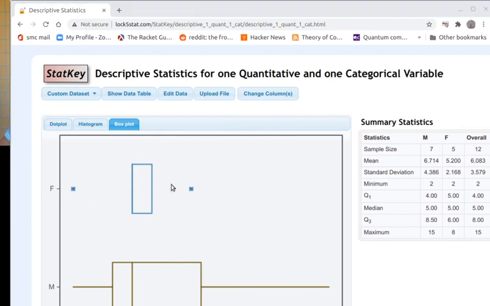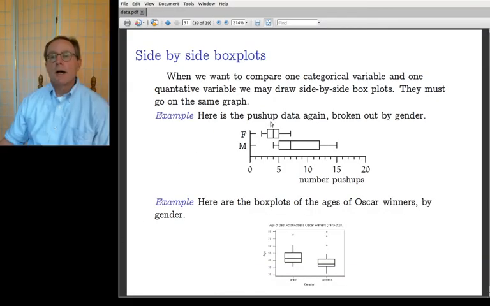Okay, very good. So the role of the side-by-side box plots is to allow you to compare these two sets of data, in this case the women and the men. And here's an example that I pulled off the web that I thought was interesting, to make a point. This is the ages of Oscar winners by gender. So actor is men, of course, actress is women, and what you see here, age, this is age 30, age 40, age 50, age 60, age 70 kind of thing.